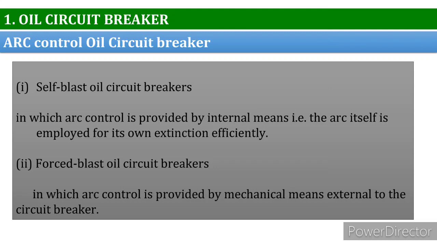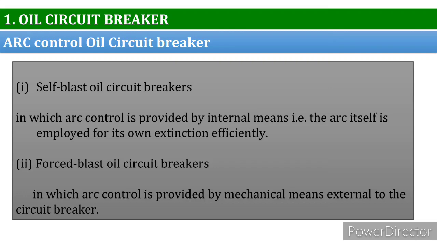One is the self blast oil circuit breaker, in which arc control is provided by internal means, that is, the arc itself is employed for its own extension efficiently. The second is the forced blast oil circuit breaker, in which arc control is provided by mechanical means external to the circuit breaker. There are also subtypes of the self blast oil circuit breaker: the plain explosion pot, the cross jet explosion pot, and the self compensated explosion pot. We don't need to go into further details, we just need to know the basic two subtypes of arc control oil circuit breakers.